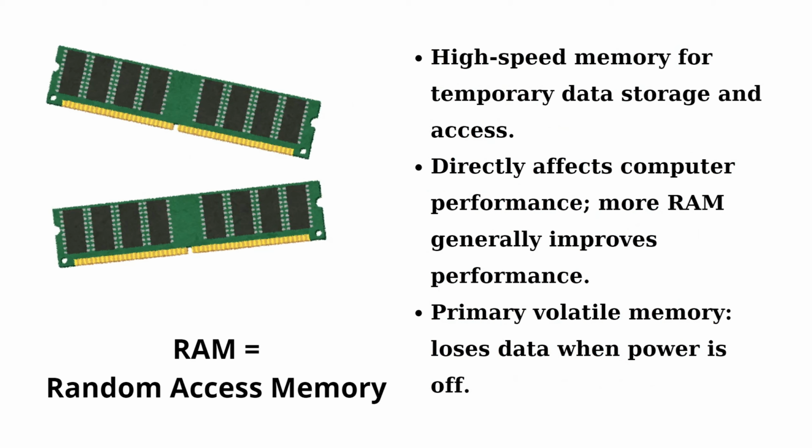Random access memory, RAM, is high-speed memory used by a computer to temporarily store and access data. The performance of a computer is often linked to the amount of RAM available. RAM is a type of volatile memory, meaning it loses all stored information when the power is turned off.